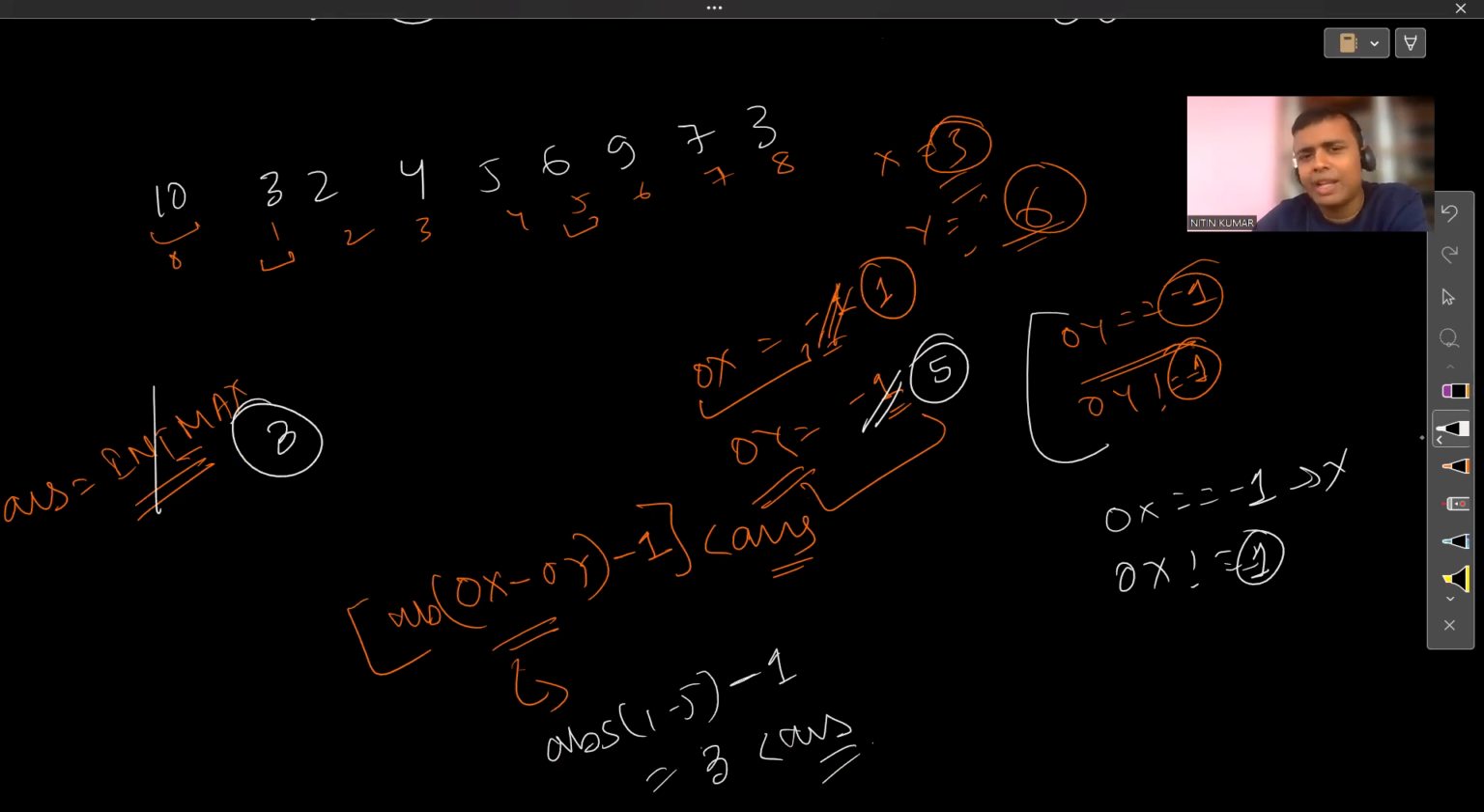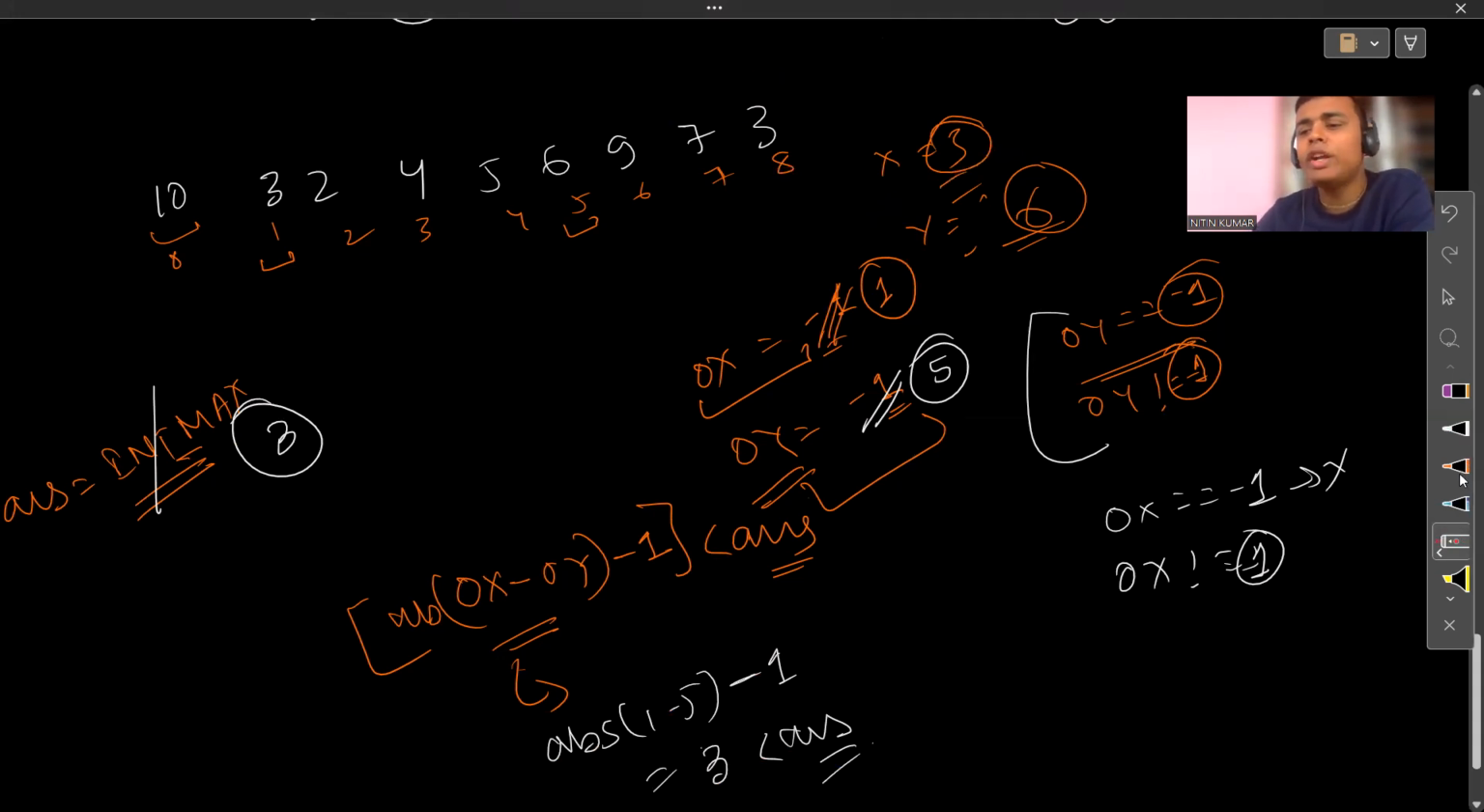Now, after updating, I again go to check the next value. So now my next value is 9. It is not equal to any of x and y, so I don't have to do anything. Go further. 7. Is it equal to any x or y? No. So I go further to 3. Yes, now 3 is equal to this x.